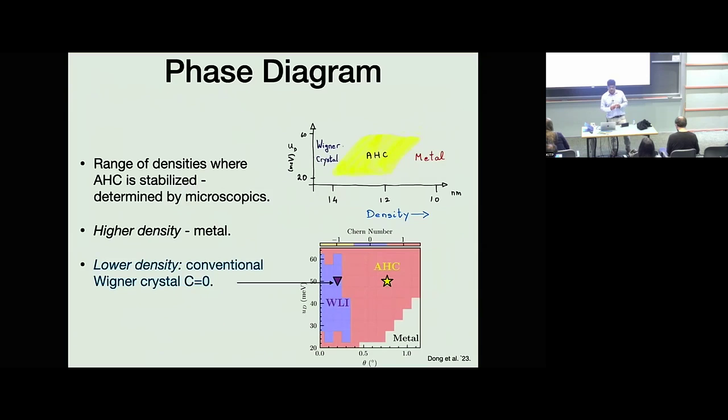Yeah, so this question about the densities. This is, roughly speaking, a phase diagram. This is simplified, and this is the actual computed phase diagram. At large density, within this Hartree-Fock, you get a spin polarized and valley polarized metal. At small densities, you get the regular Wigner crystal, Chern number 0. And there's an intermediate range of densities where you get the anomalous Hall crystal. And that's seen over here as well. This is the computed phase diagram: low density Wigner crystal, anomalous Hall crystal, and metal. Roughly speaking, that is what is seen in the experiment.